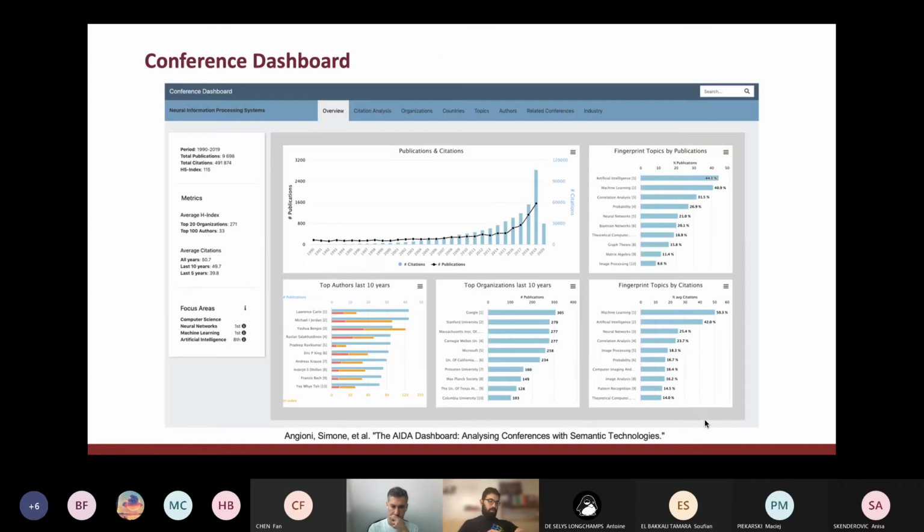Another thing is analyzing conferences. This is another application that we built on top of AIDA, because AIDA contains information about conferences, information about topics, and information about whether we are talking about academia or industry. And this is the conference dashboard that we built.